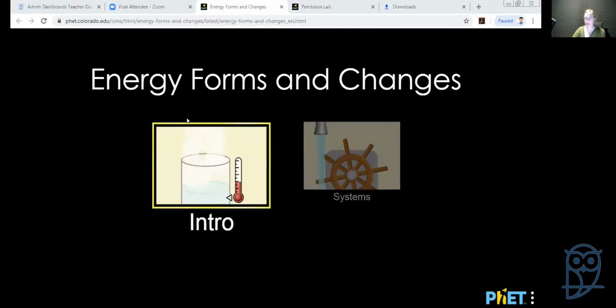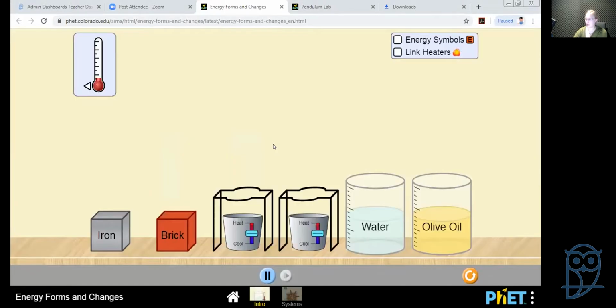So I hope you guys can see this. Let me know in the chat if you can't, but let's start. So here we've got energy forms and changes. There's a little introductory part and then there's some systems. So let's go look at the introductory part.